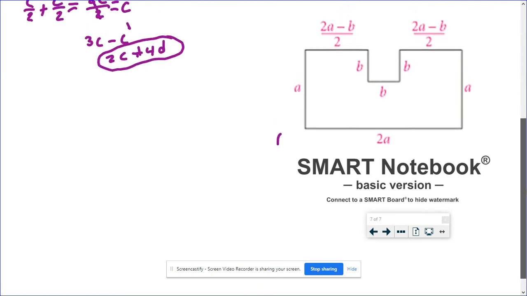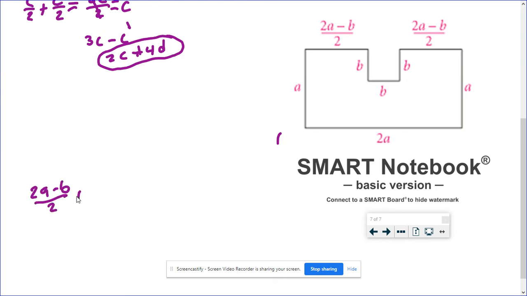Something similar over here. So again, I've got this expression divided by 2 and this expression divided by 2. When I add them together, something divided by 2 plus something divided by 2 is going to be that thing.